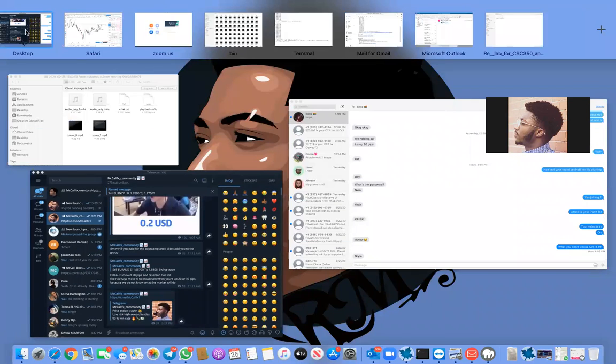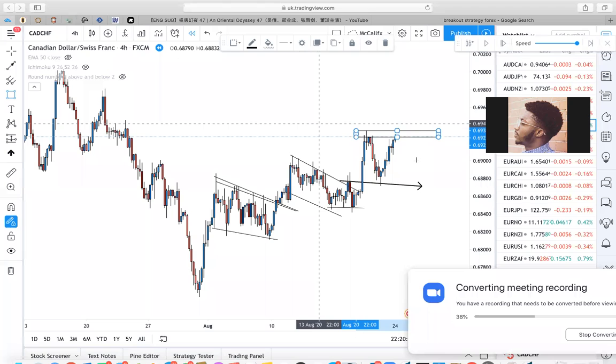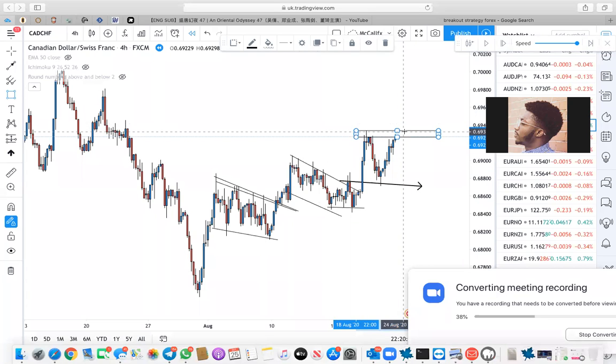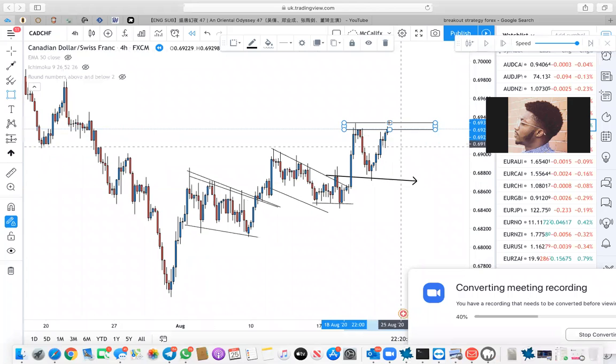All right. So yeah, I have a level, right? And basically what I'm expecting price to do at this level is I'm expecting a reaction. Let's see what price does. So if I should take a sniper entry here, let's say I wanted to take a sniper entry.